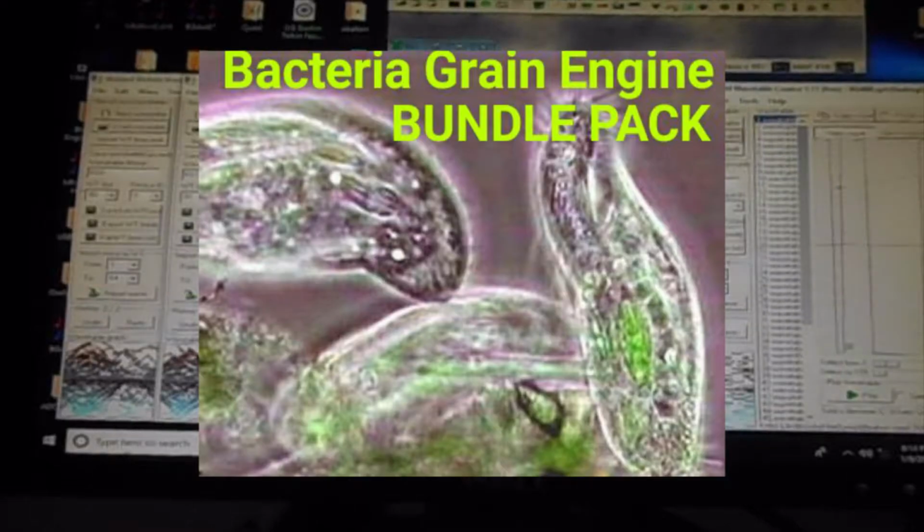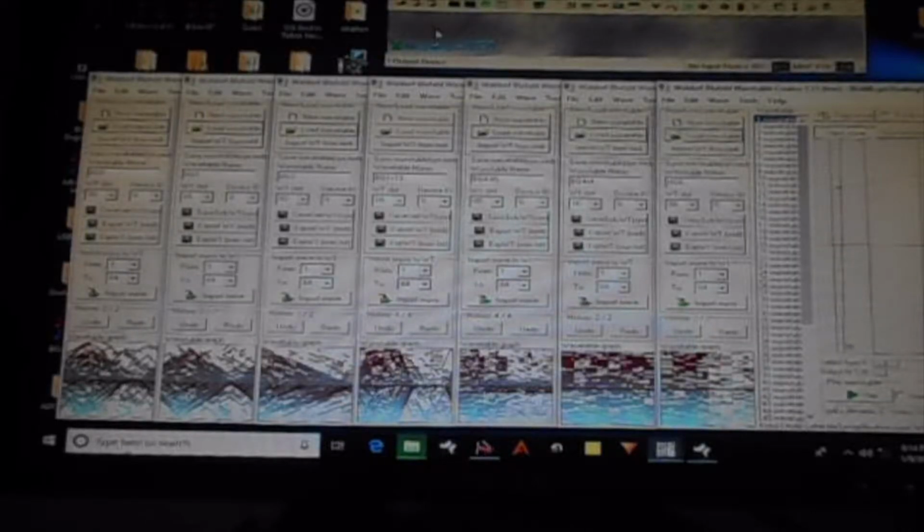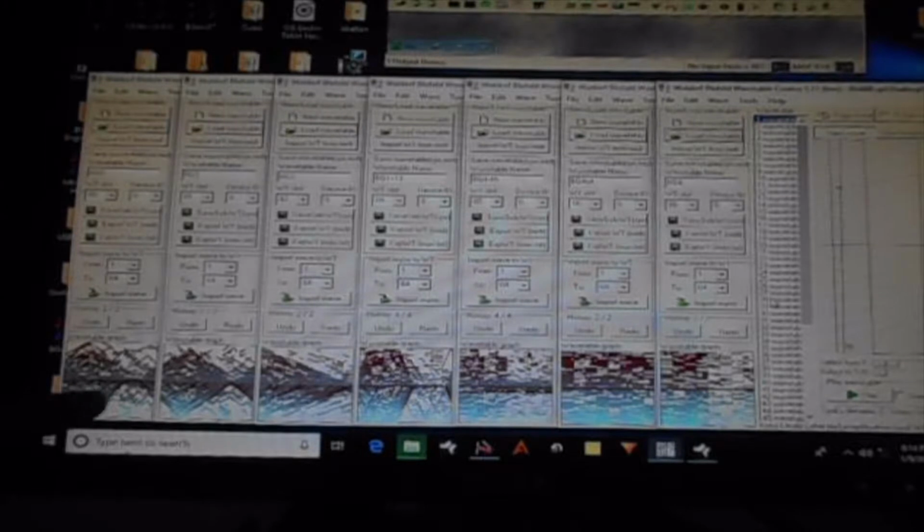Time to make them really sick. So we got the bacteria engine, grain, most basic of grain. Whoops, I guess I didn't load that in yet. Alright, so let me explain this.